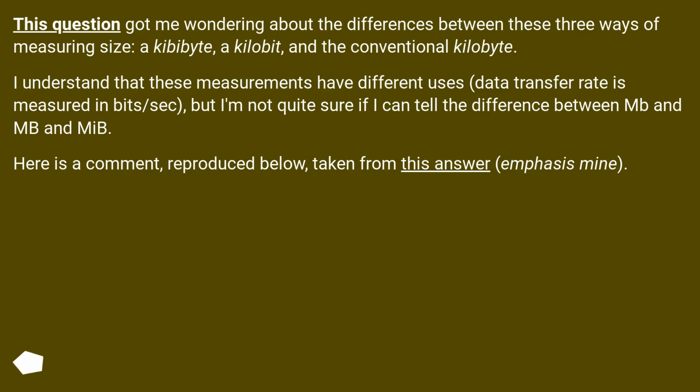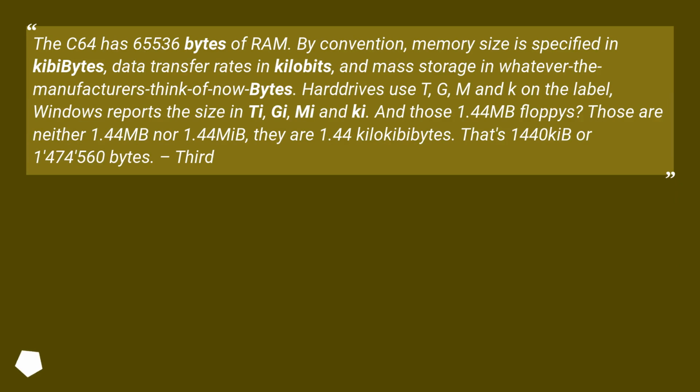Here is a comment, reproduced below, taken from this answer, emphasis mine. The C64 has 65,536 bytes of RAM. By convention, memory size is specified in kibibytes, data transfer rates in kilobits, and mass storage in whatever the manufacturers think of now bytes. Hard drives use T, G, M and K on the label. Windows reports the size in T, G, M and K.